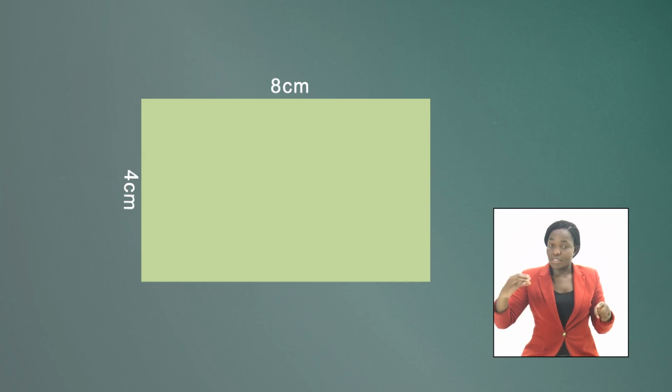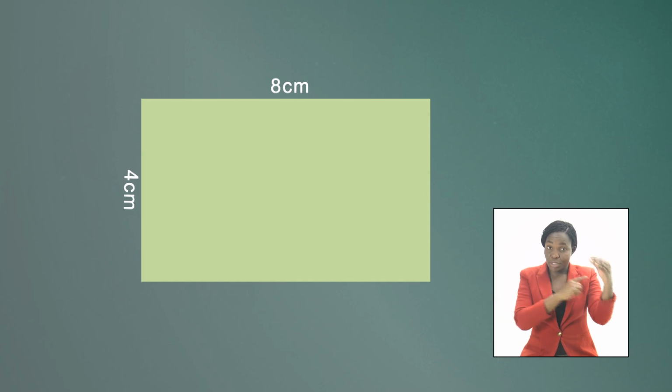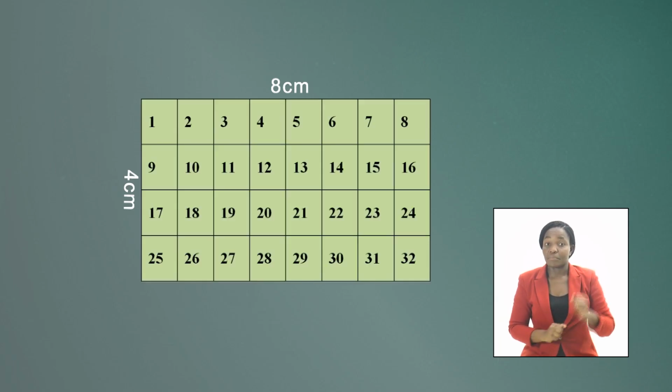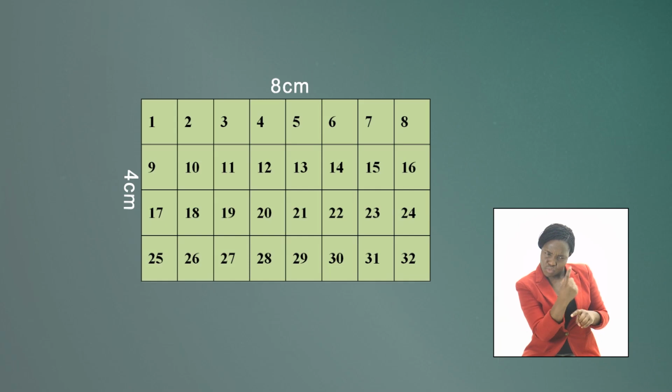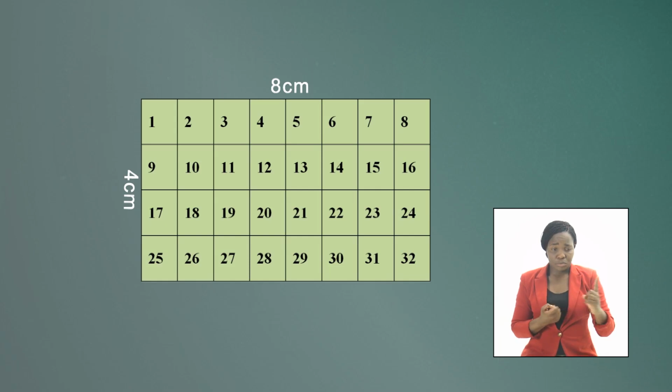I'll start with the drawing. The angles need to be 90 degrees if it's a rectangle. Yes, and then don't forget to divide up the rectangle into small squares of 1 centimeter each. Okay, 8 centimeter length from here to there. For the length, I'm marking the 8 centimeter in 1 centimeter lengths.